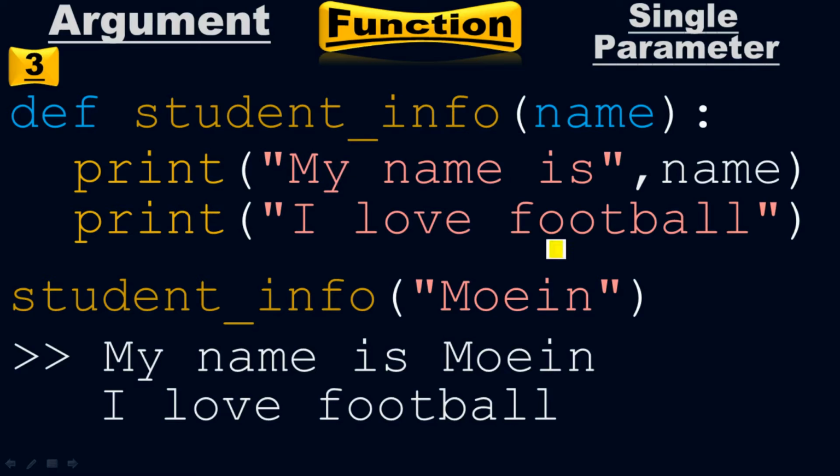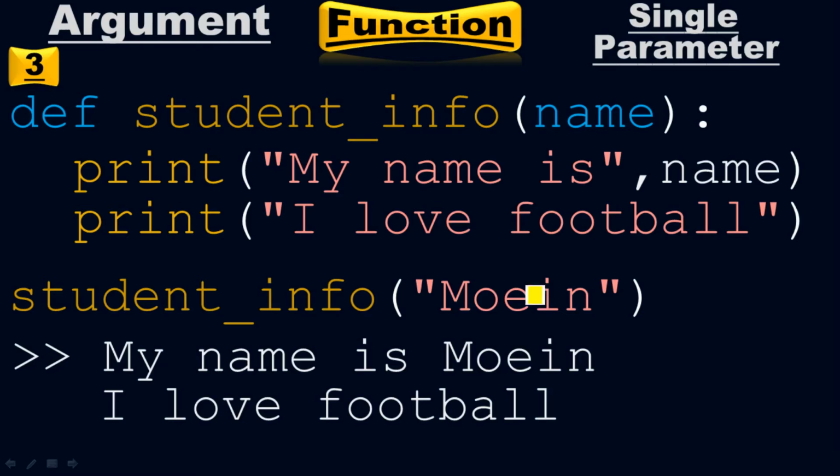So we have my name is, and then comma name. What is the name? Name is a parameter. What is the argument for the name? It is Moein. And then the other print function, print of I love football. You can add more print functions if you want. It is up to you. I'm going to repeat it again. It is called the single parameter define function because we pass only a single parameter here and also a single argument.